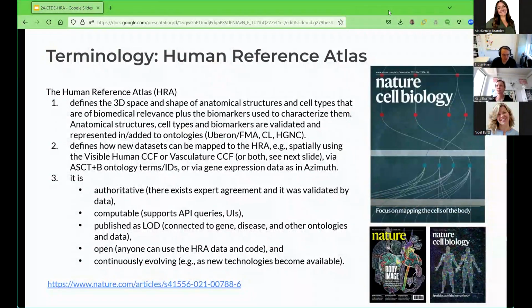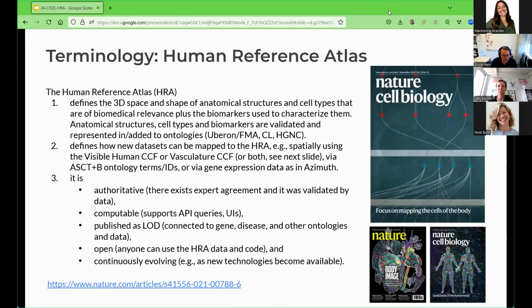So the HRA is authoritative, and every digital object that is part of the core HRA is DOI'd. We have authors and reviewers for every digital object to approve them as it goes through. It's computable. It's published as 5-star linked open data, for very easy to access, FAIR data. And it's open. All of our data and code is available in permissive open source.